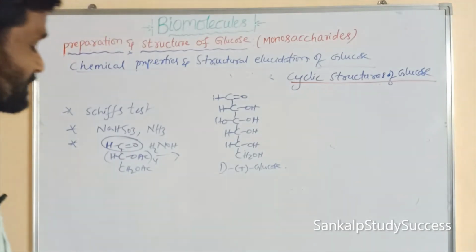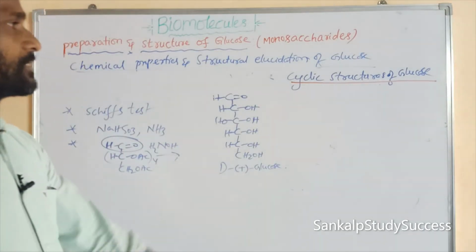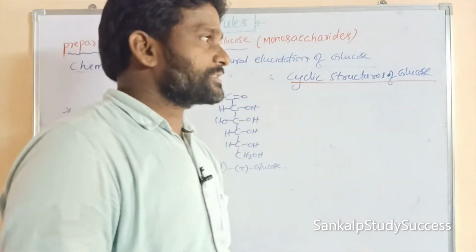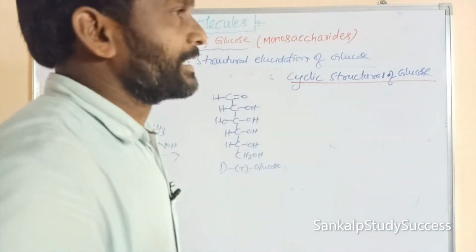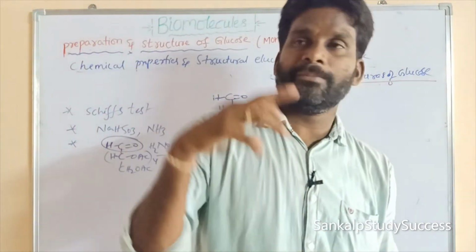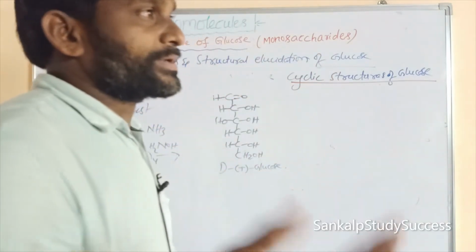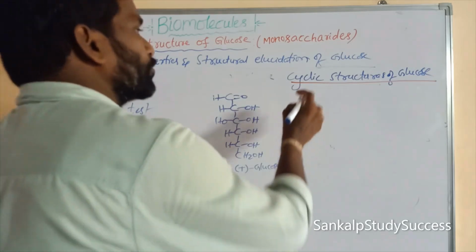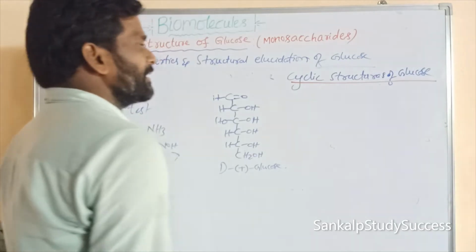This reaction suggests that the free aldehyde group is absent in glucose. Glucose is also found in nature in two crystalline forms, which have different properties, like melting point and optical rotation. Now these two crystalline forms can be explained through the cyclic structure of glucose.